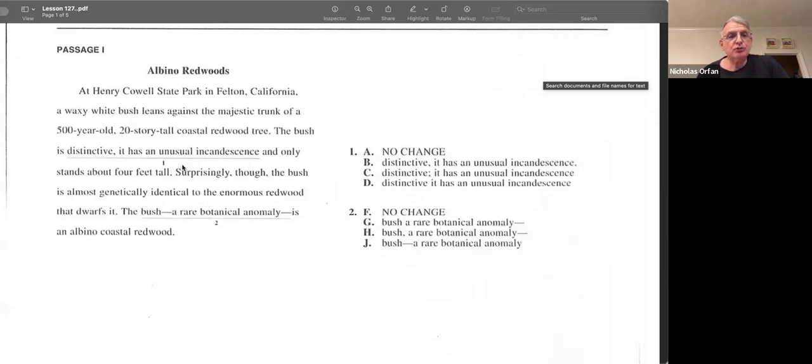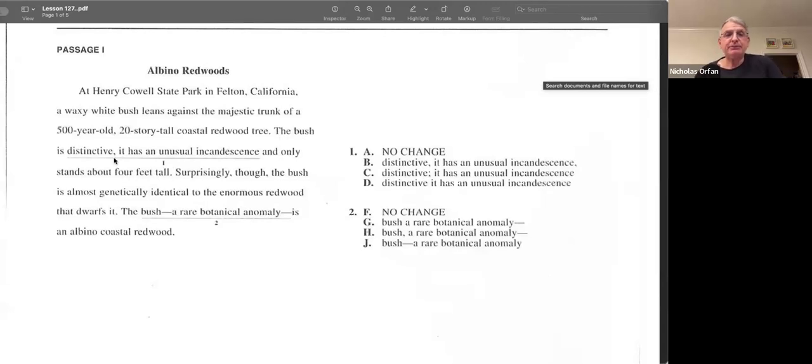So if you look at question one, this is a complete sentence. The bush is distinctive. This is a complete sentence. It has an unusual incandescence and only stands about 4 feet tall. They're separating two sentences by a comma, which you can't do. That's a run-on sentence. So this punctuation is incorrect.